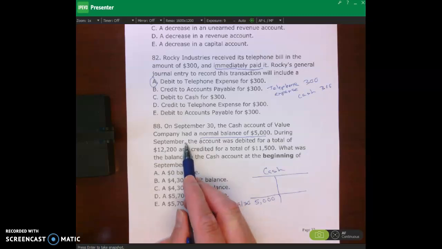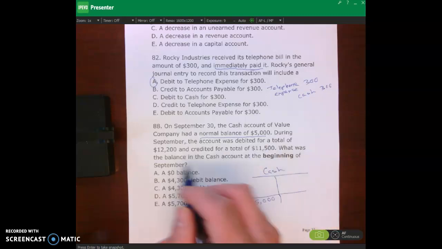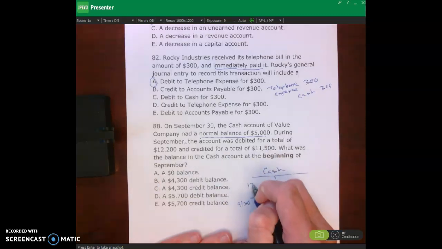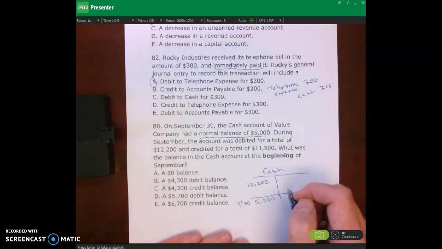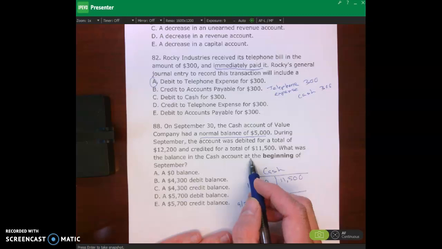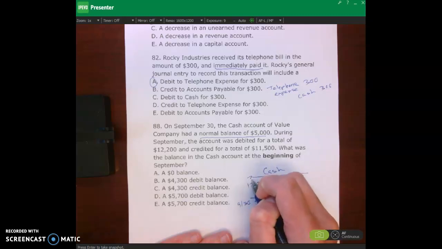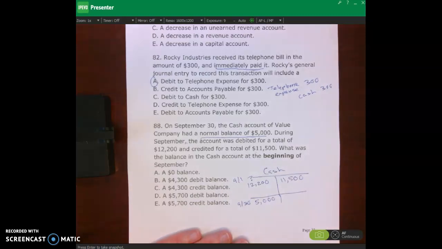During September, the account was debited for $12,200. Well, we know that goes on the left side of the T account. Okay? And credited for $11,500. That goes on the right side of the T account. What was the balance in cash at the beginning of the month? Well, that is my unknown. That's my question mark on 9/1.